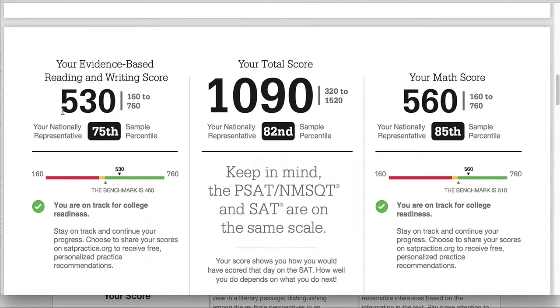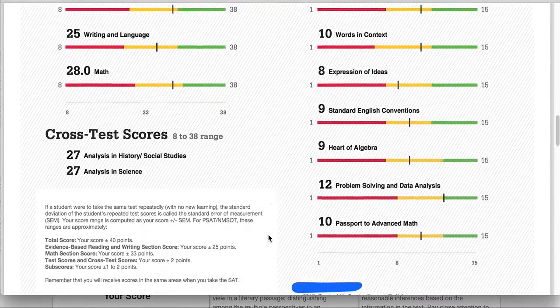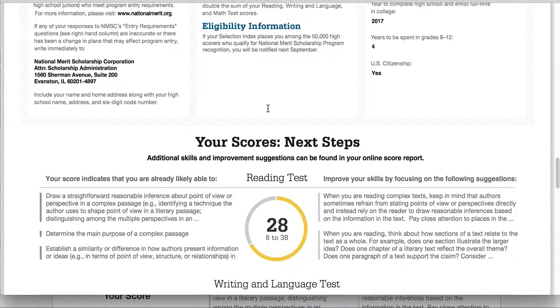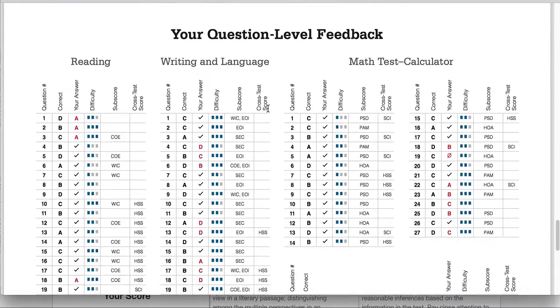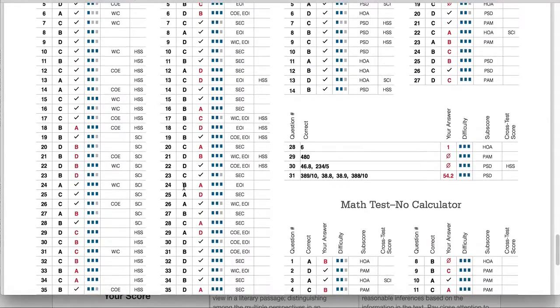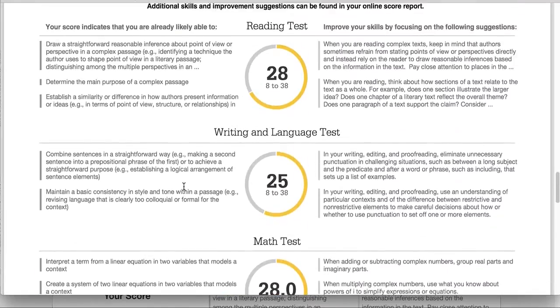You'll be able to see your total score, your score for the evidence-based reading and writing section, your score for the math section, as well as your scores on the skill areas assessed through your performance, what you scored for the National Merit Scholarship Competition, and how you did on every question for every section. So let's dig into this report a little more finely.